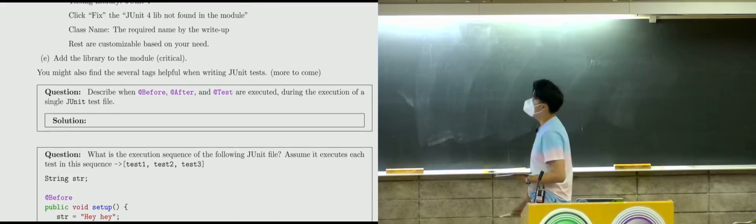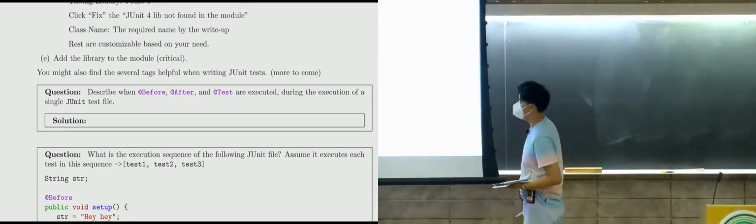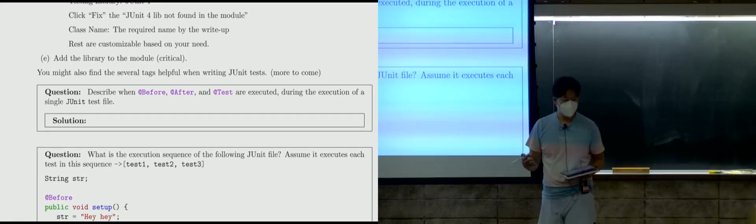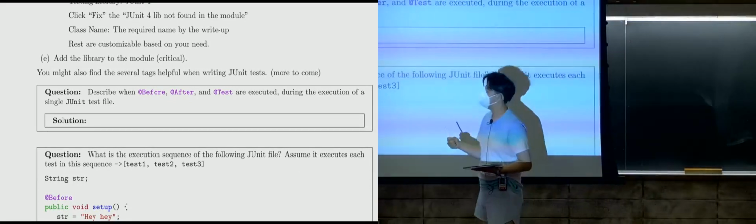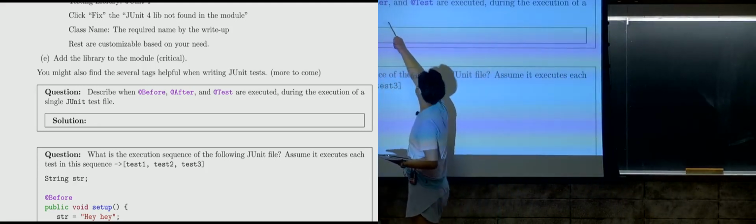Okay, so you might also find several tags useful when writing JUnit tests, right? A JUnit test is like a standard Java file, but with tags in it. We have 3 tags that we use the most. The first one is before, the second one is after, the third one is test.